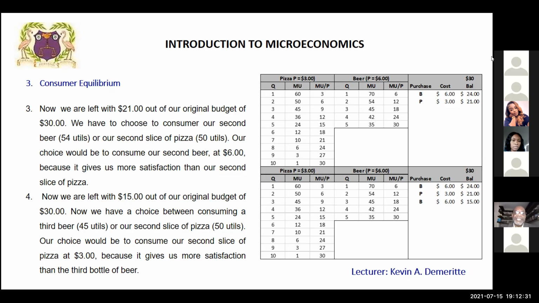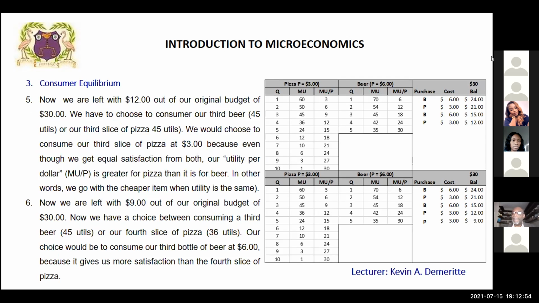We're left with $15 of our original budget, and now we have to choose between consuming a third beer, which will give us 45 units of satisfaction, or a second pizza, which will give us 50 units of satisfaction. We go with pizza because pizza is going to give us more than a beer. Right. There we go. We have a pizza.